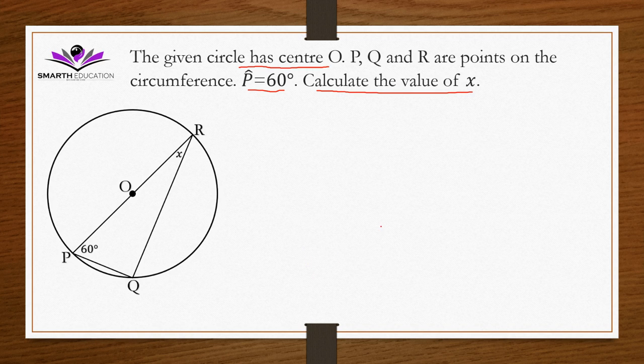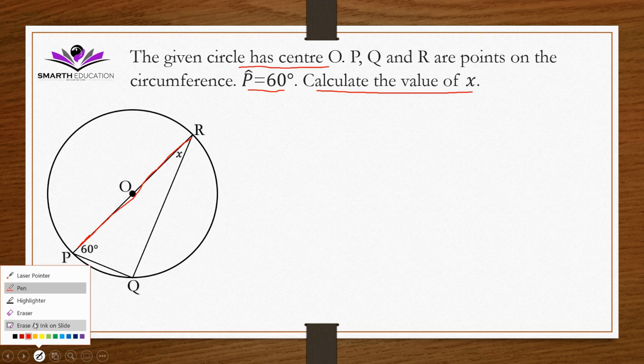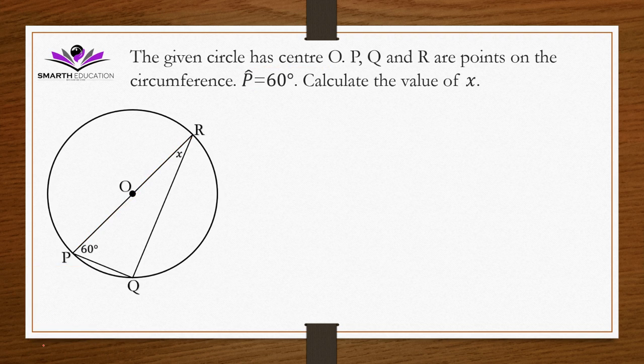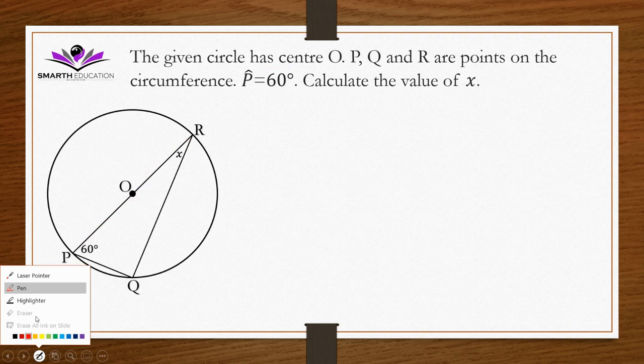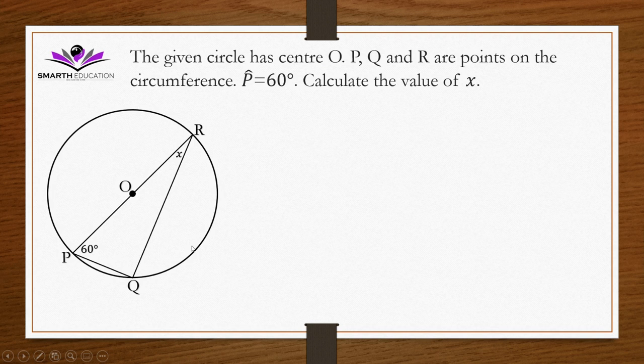Right, so we have PR. What can you say about PR? PR is the diameter. And what do you know about the diameter? It passes through the center, and it subtends a right angle. So the diameter subtends a right angle. And so it means Q here is an angle subtended by a diameter. So we can say Q is an angle in a semicircle.